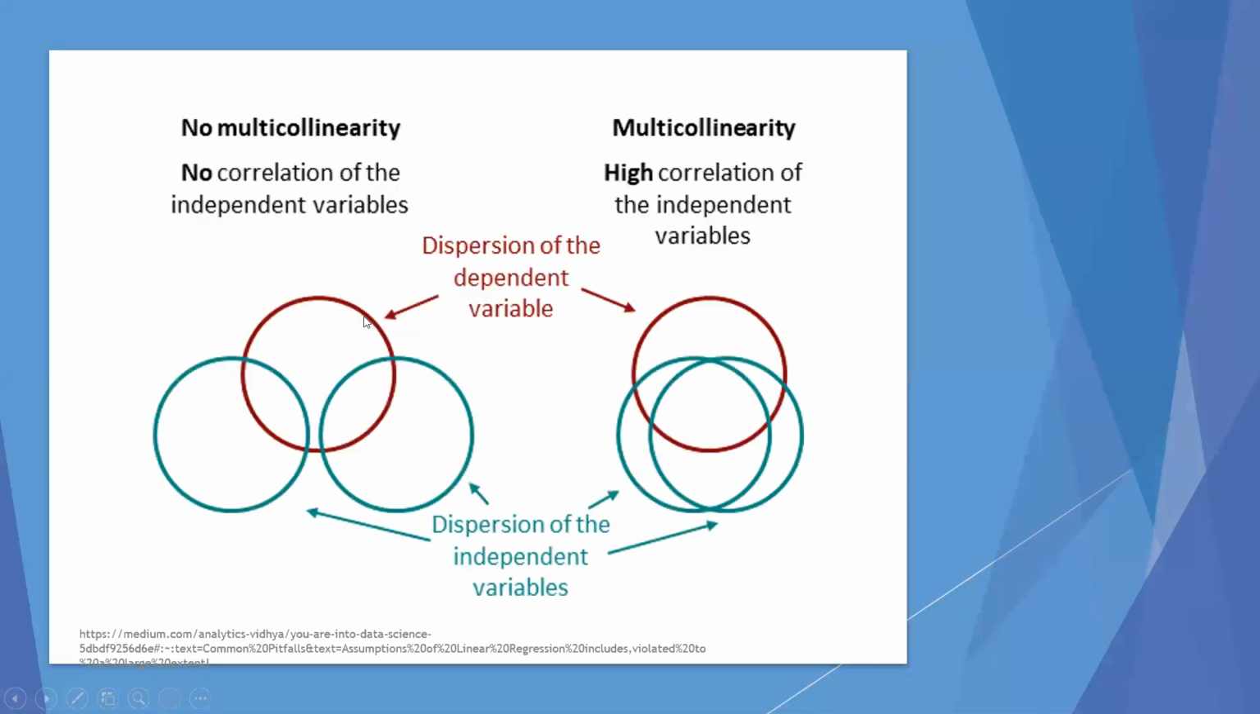So this is the concept of multicollinearity, in which high correlation of independent variables is present. They are overlapping, and the dispersion of independent variables is less. This is the dispersion of the dependent variable, and the green rings are the dispersion of the independent variable. Here you can see that most of the portion is overlapping, and when there is no collinearity, then the dispersion of independent variables is like this.